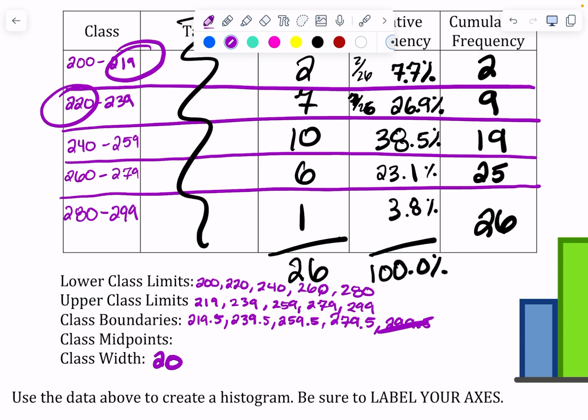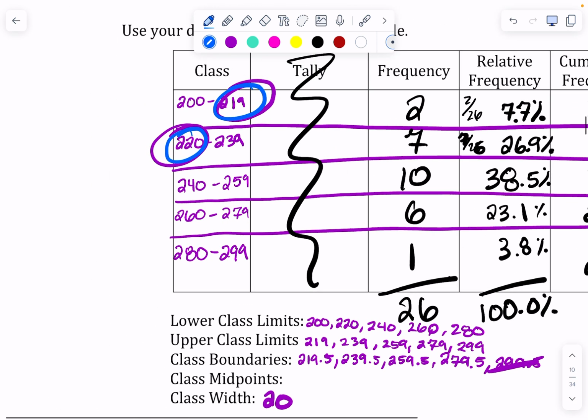So our class boundaries are just our upper limit plus 0.5? Kind of. It's halfway between this number and this number. If you're going from 1.0 to 1.1 and then 1.2 to 1.3, then the boundary would be 1.15. Does that make sense? Yeah. So it's 0.5 more.